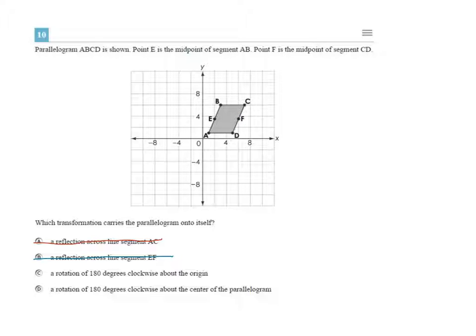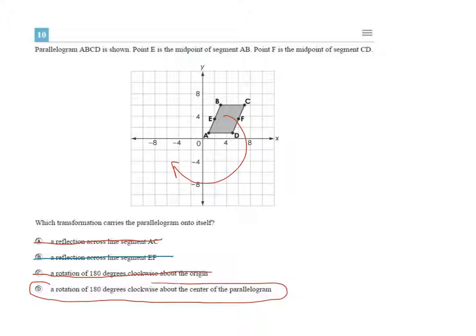C says rotate 180 degrees clockwise around the origin. Well, if I go around the origin, I'm way over here, so I'm putting this in a different quadrant, so that's definitely not it. So the only choice has to be D, so I know this is the answer, but let's talk about why. A rotation of 180 degrees clockwise, which is what we just said, but instead of going around the origin, it's going around the center of the parallelogram. So the center of the parallelogram is right here. If I turn this shape 180 degrees, it would end up right back on itself. So that's why that one is the solution.